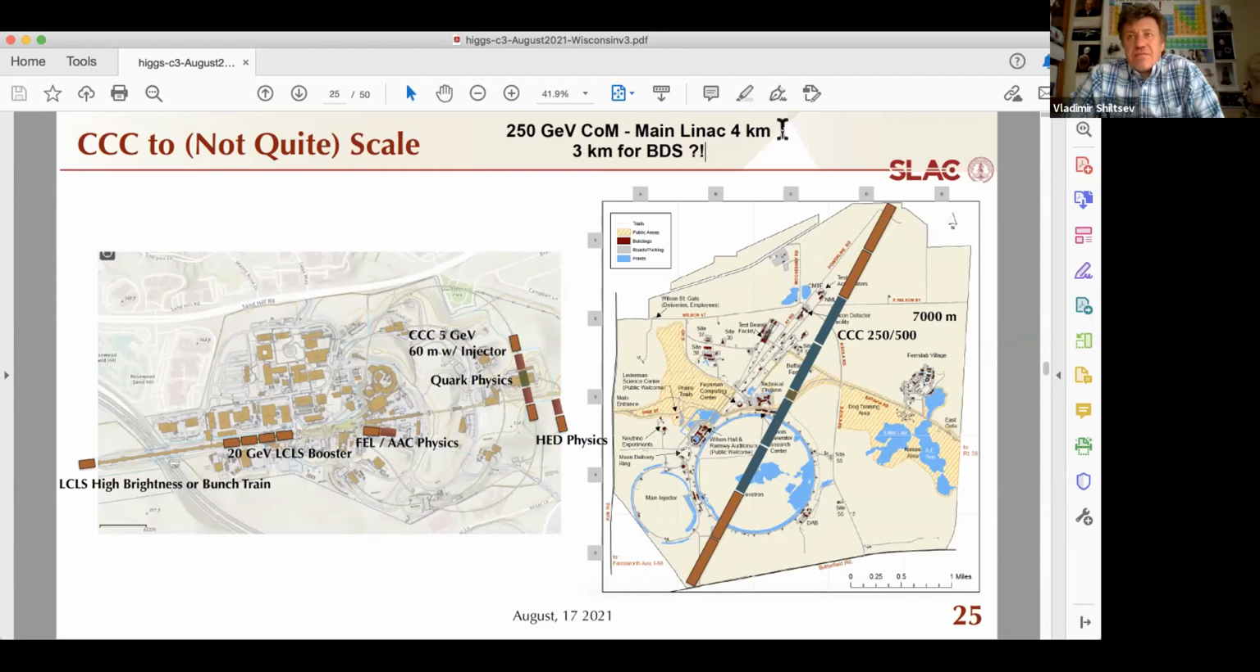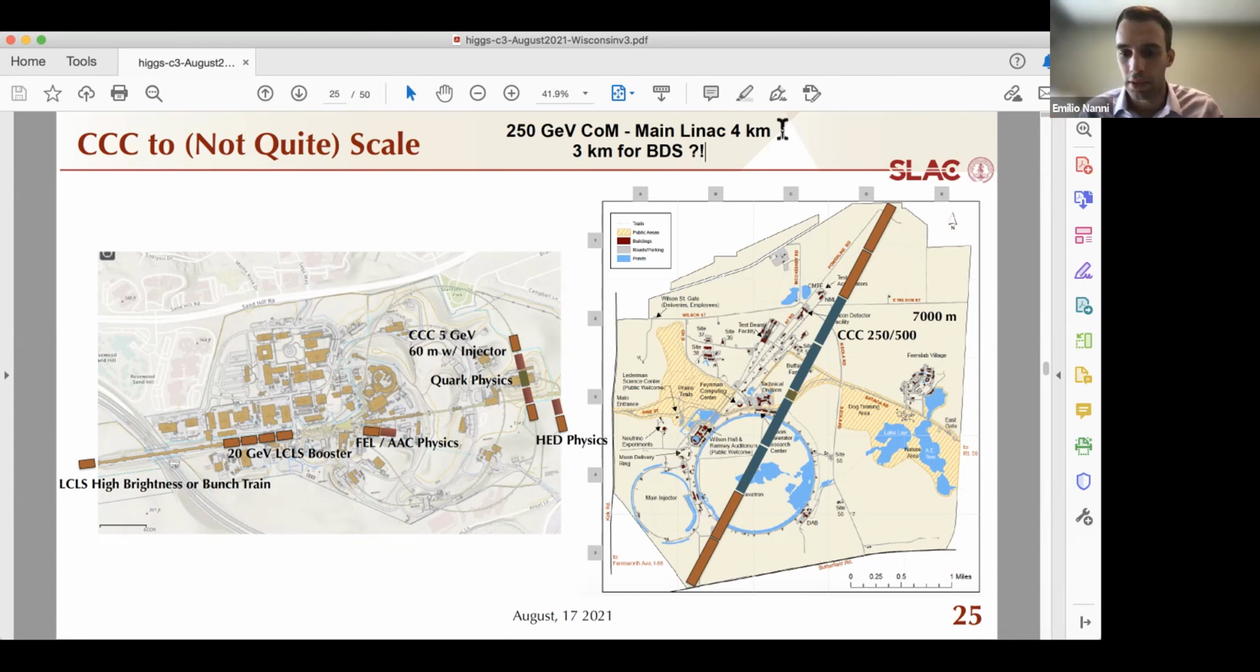Actually, I have another question to you related to the cost. You guys put a lot of effort into understanding the cost, probably more effort than anybody else, of copper-based or RF-based colliders. In your approach, what are the major differences between CCC and CLIC in terms of cost? Where are the major cost savings coming from?